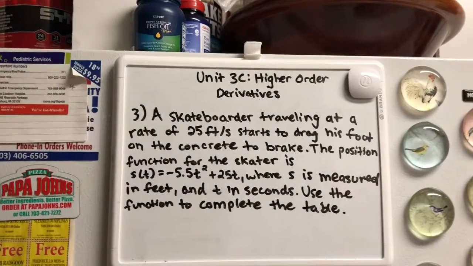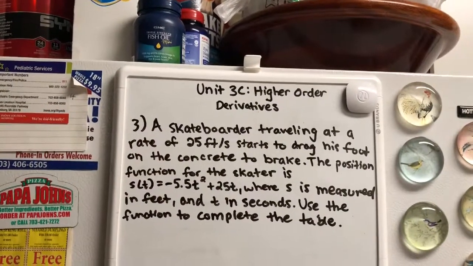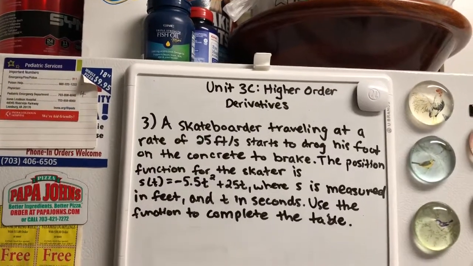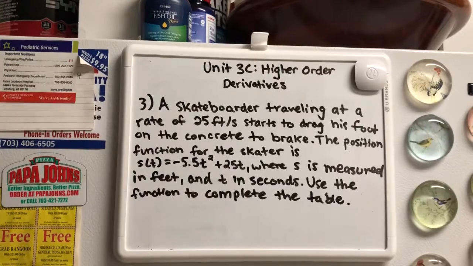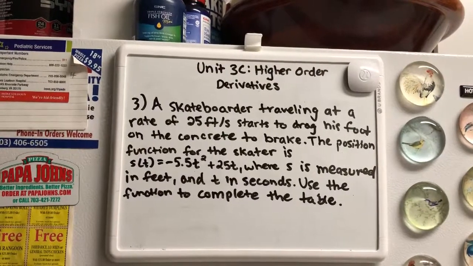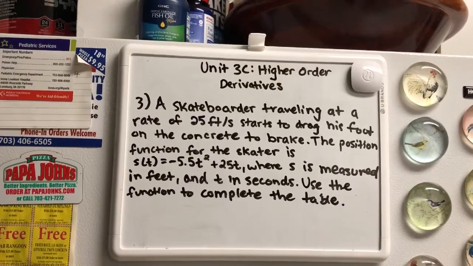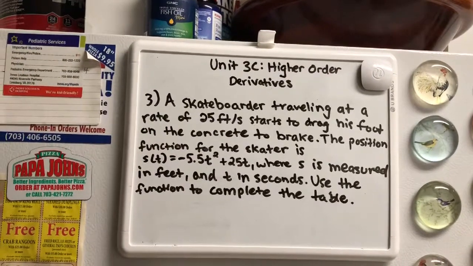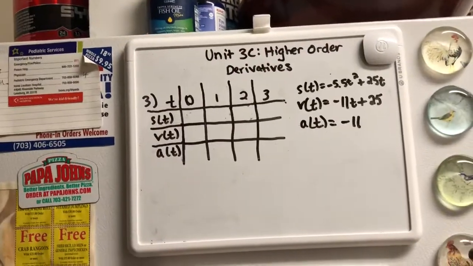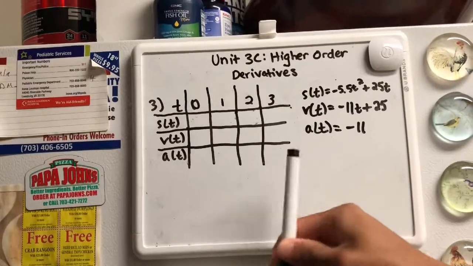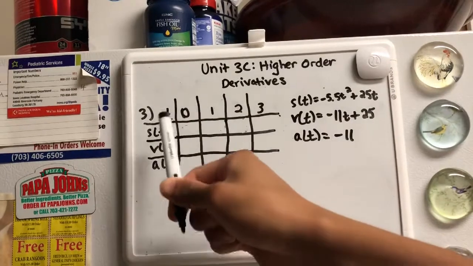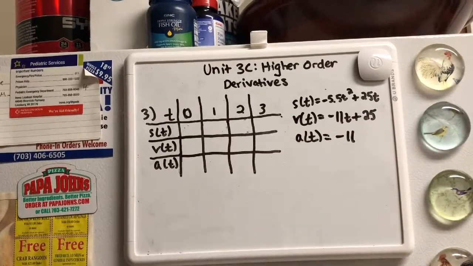A skateboarder traveling at a rate of 25 feet per second starts to drag his foot on the concrete to brake. The position function for the skater is s of t equals negative 5.5t squared plus 25t, where s is measured in feet and t is measured in seconds. Use the function to complete the table. For number 3, we're going to be completing this chart right here, and we have the time in seconds from 0 to 3, and we have our position function to our acceleration function.